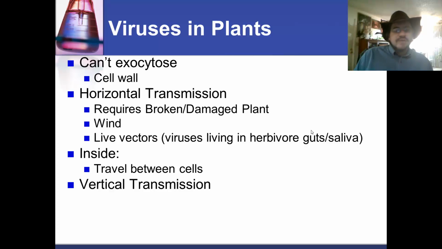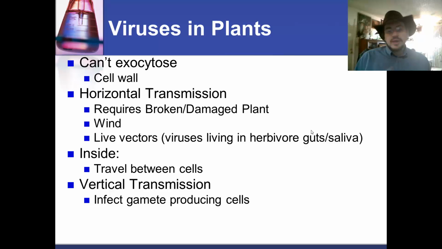And so the virus can infect a sperm or an egg. And then when that sperm and egg are fertilized to produce a seed, that seed is infected. And so it will automatically grow an infected plant. So it infects gamete-producing cells, which produces infected gametes, which then produce infected seeds.